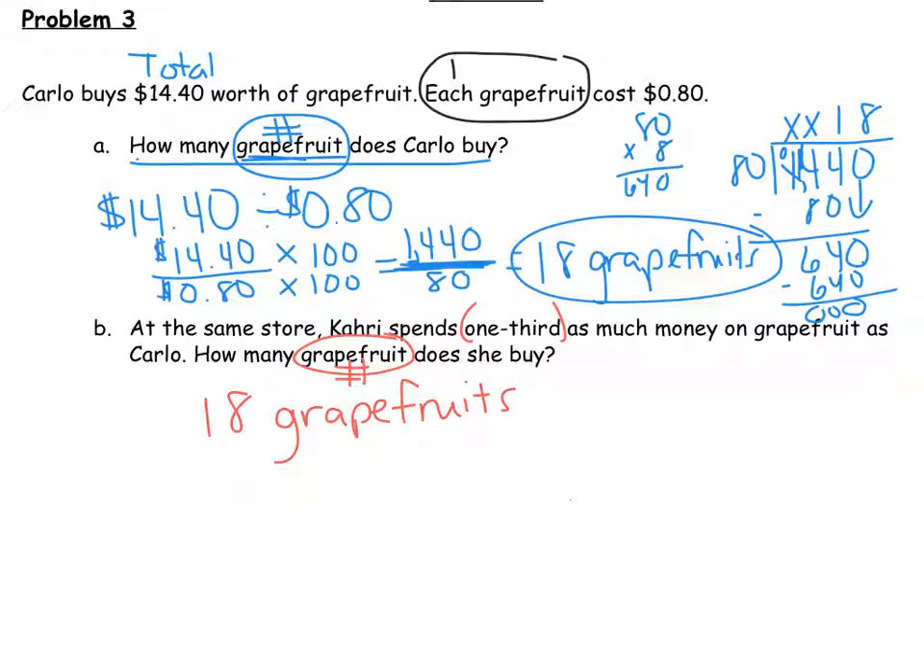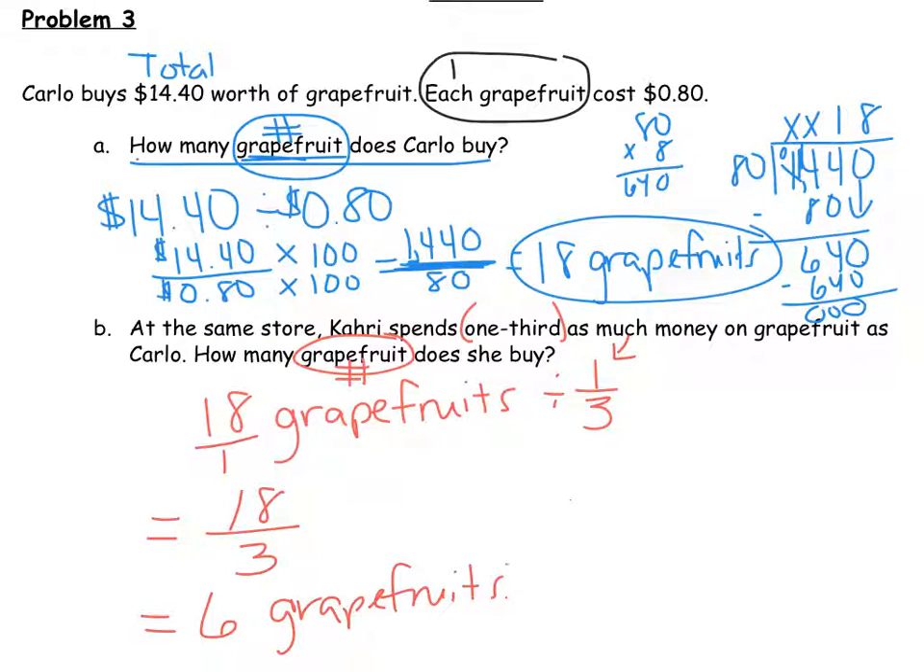So I'm taking his 18 and I'm dividing it by the 1/3 as much money that she spent. Well, I love that there is a 1 in the numerator of 1/3. And I know that the 18 grapefruits is actually over 1. So I can say that it's equal to 18 thirds. So 18 thirds is equal to 6. So 6 grapefruits.